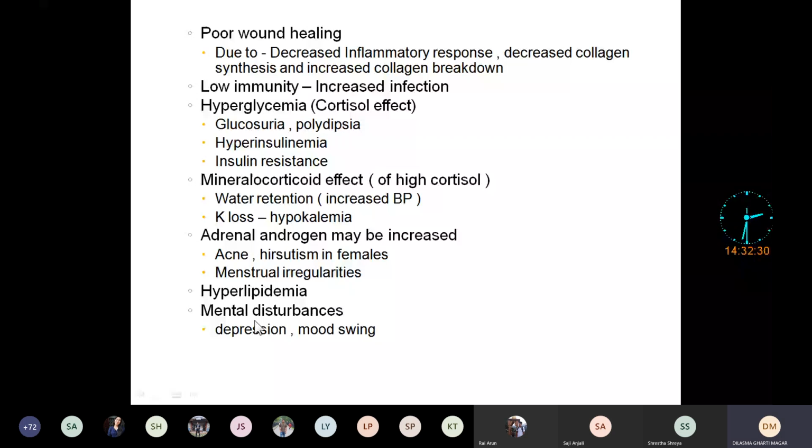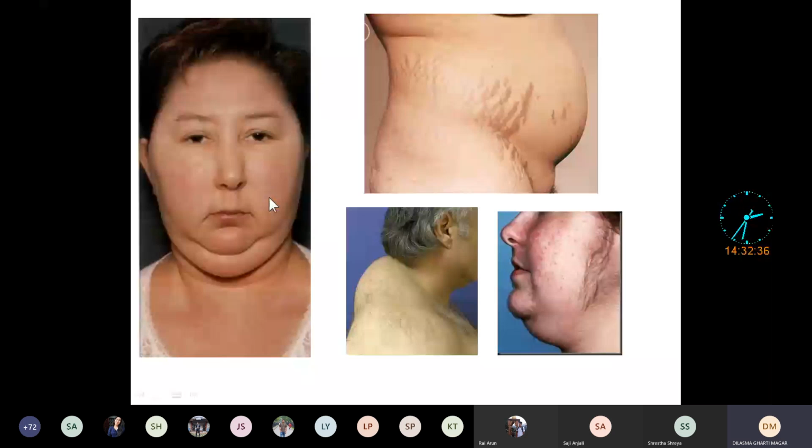So now in this picture, you can see here on the left side, a female having a very round face like the moon, isn't it? It's a full moon. So it is a moon shaped face. And you can also see here the stria in the upper picture where the abdomen is a little bit bulging, central obesity is there. So there is the stria. It is purplish in color.